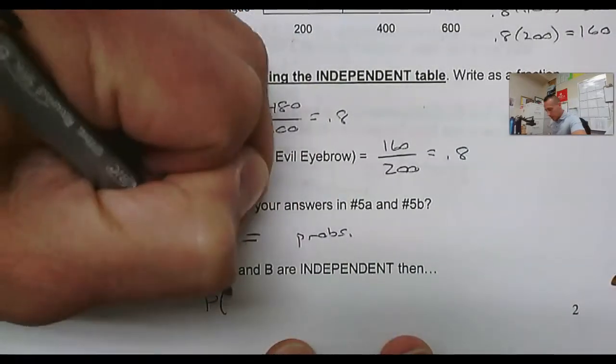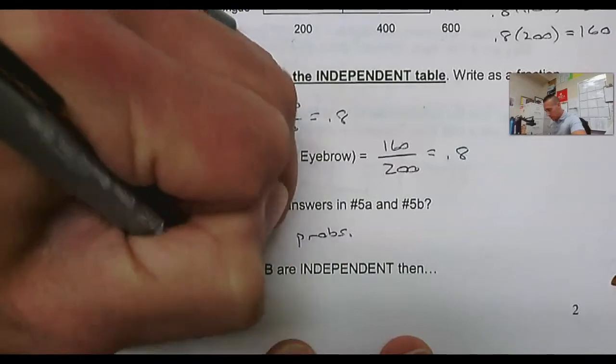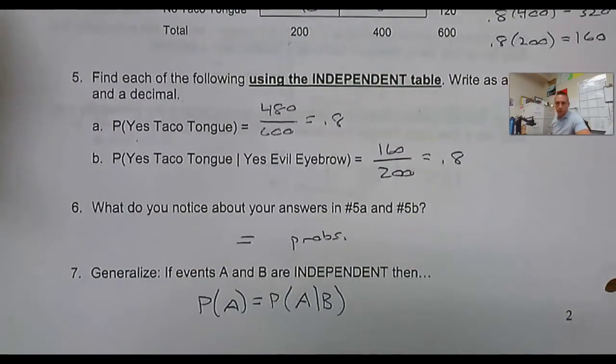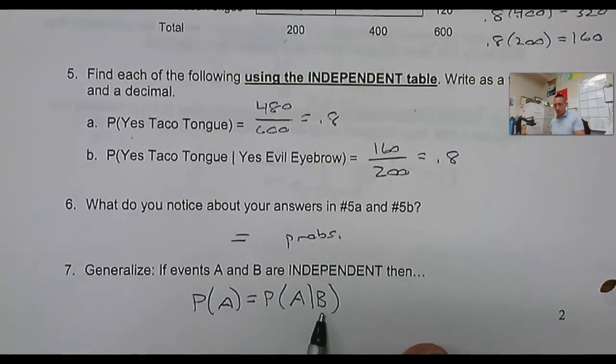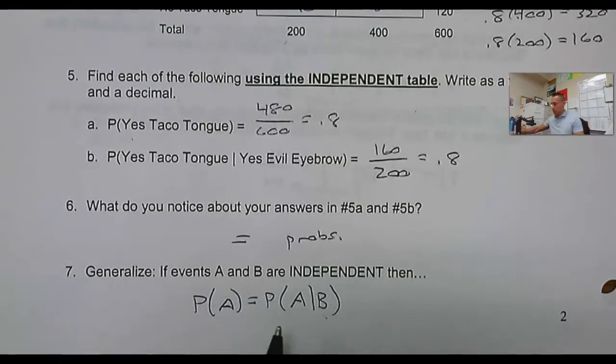If you have two events A and B, if the probability of A is equal to the probability of A given B, then we say the events are independent. Essentially, given that event B happened, it did not change the probability of A happening.